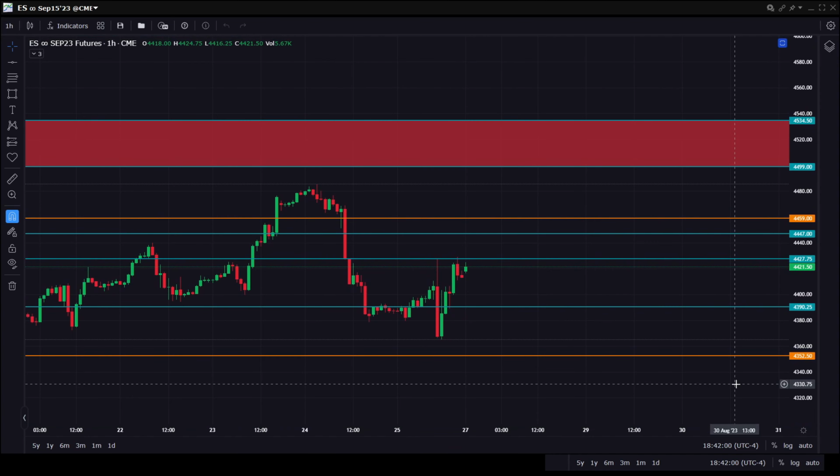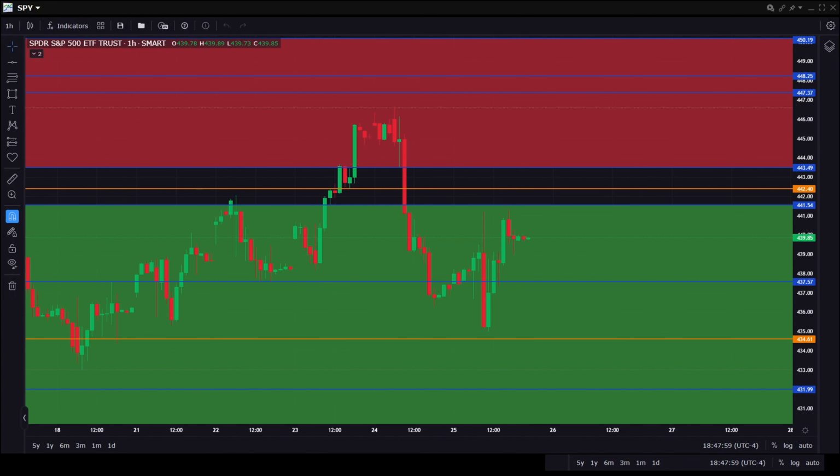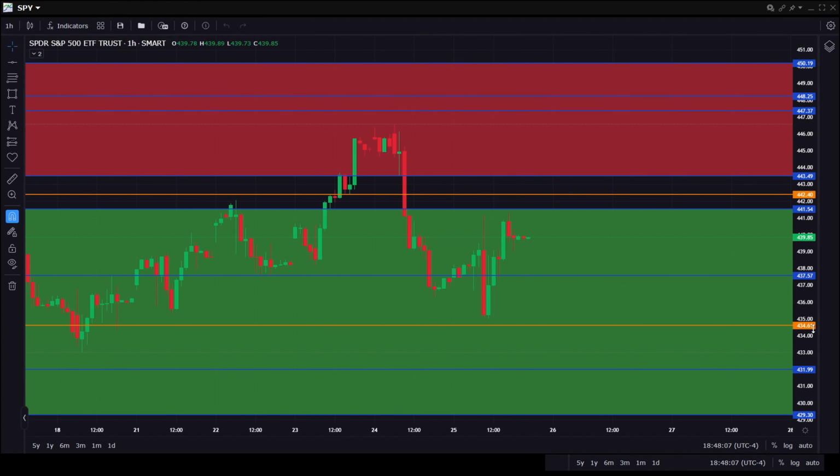Let's look at SPY. Coming into this week with SPY, my daily zones have not changed. I still have the top of my daily demand at 441.54 and the bottom at 429.30. And for supply, I have 443.49 as the bottom and the top at 450.19. We respected the zones last week. We got into supply, rejected, got into demand, and now it looks like we're trying to break back above.